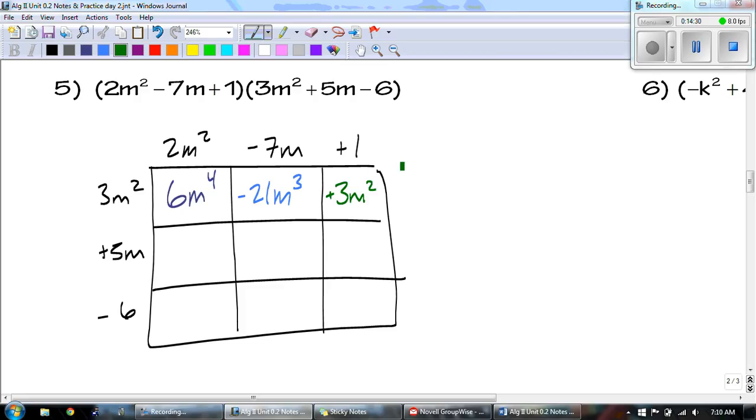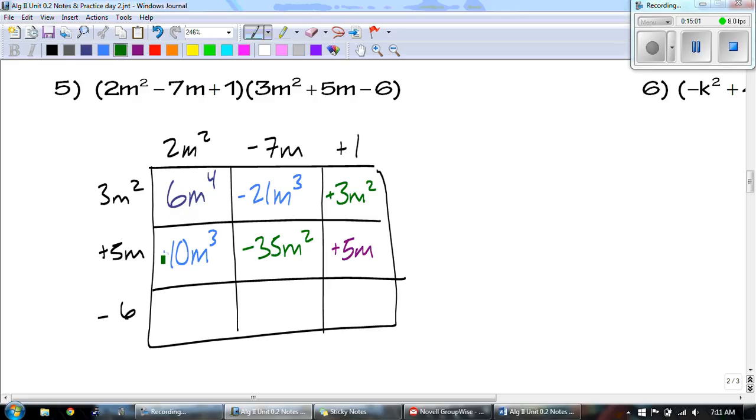Now you don't have to write if it's positive or not. I like to do that just so I really know if it's positive or negative, but you don't have to. Okay, so now I'm doing the second row, 5 times 2, I'm sorry, 10m to the 4th, and then m cubed. 5 times negative 7 would be negative 35m squared. And then 5 times 1, we get 5m.